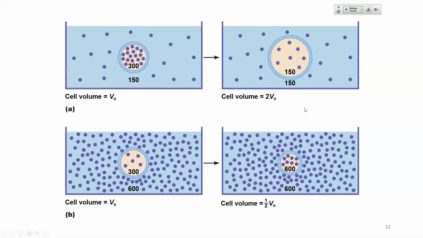At the bottom, right, is an alternative scenario. This is a hypertonic solution. So we have an osmolarity of 600 outside the cell and 300 inside the cell. And so what water wants to do is move from the inside of the cell to the outside of the cell.